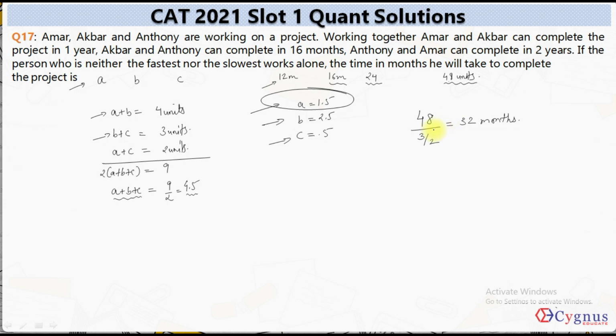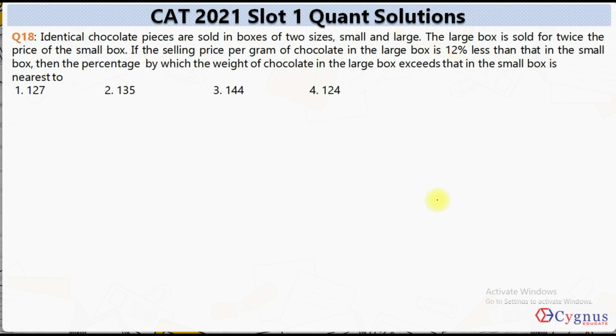Again, this was a doable question for me. It's a very easy question. You should have done this question. Okay, let's move on to the next one. Again, this is a very simple concept of what? Percentages. Read this. So what's given here?